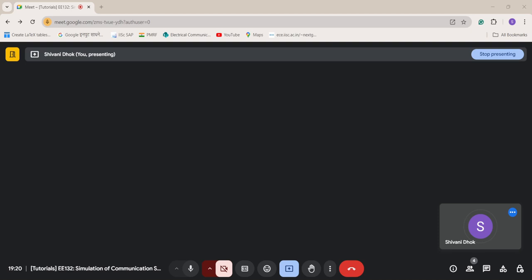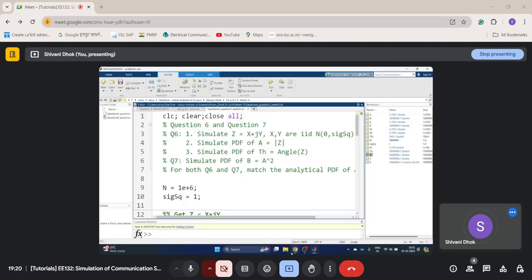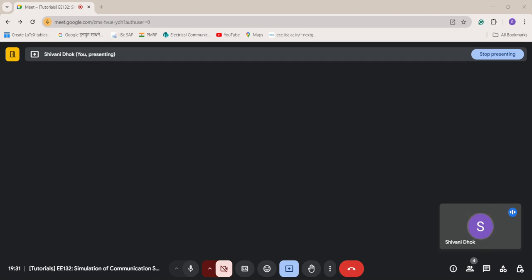So this is how generally you simulate your PDFs, and generally this is the starting point of any communication system simulation for wireless communication. If you have any questions in this MATLAB code, then please let me know. Otherwise, I'll move on to the next question.